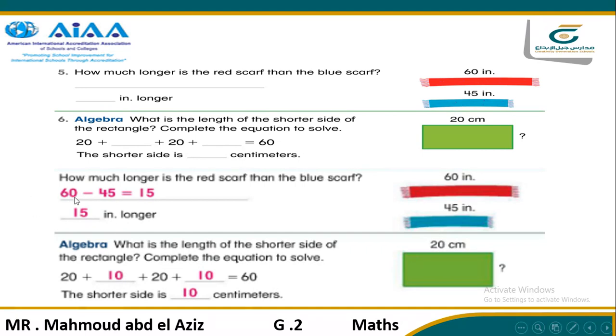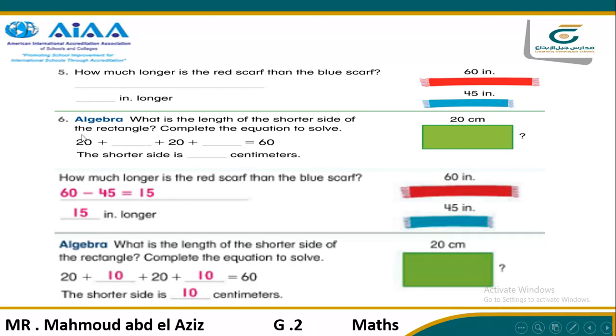Remember, 0 minus 5 can't be. So you will regroup. You will borrow 1 from 6 here. So this 0 will be 10 and this 6 will be 5. So 10 minus 5 equals 5. And here, that's not 6 anymore. It's 5 now. 5 minus 4 equals 1. So it's 15 inches longer.